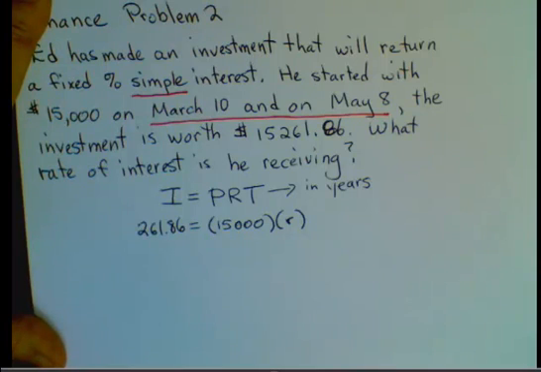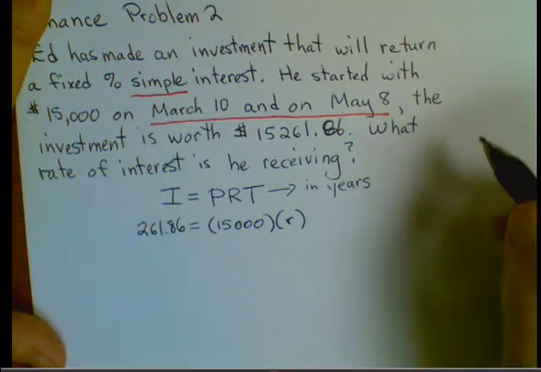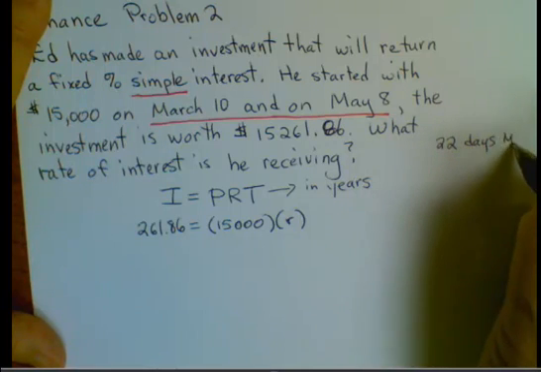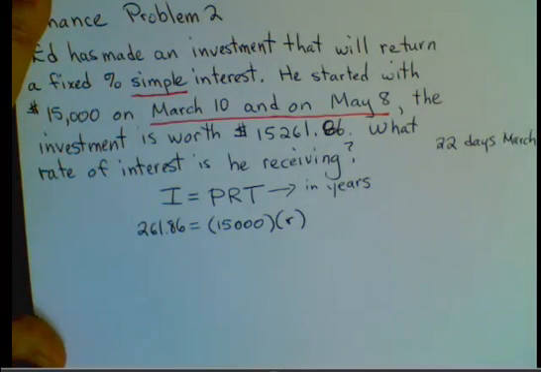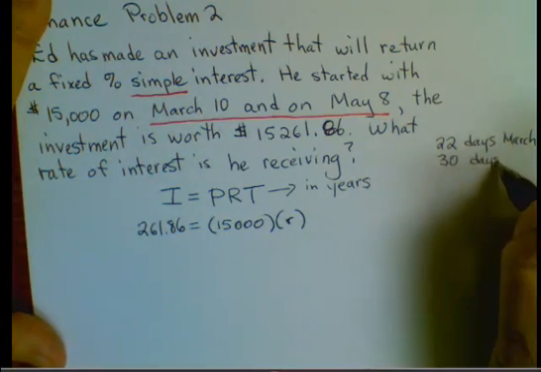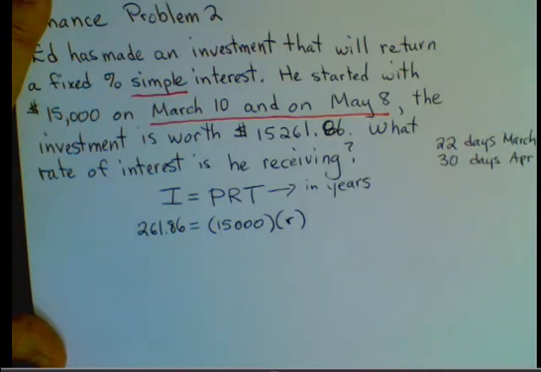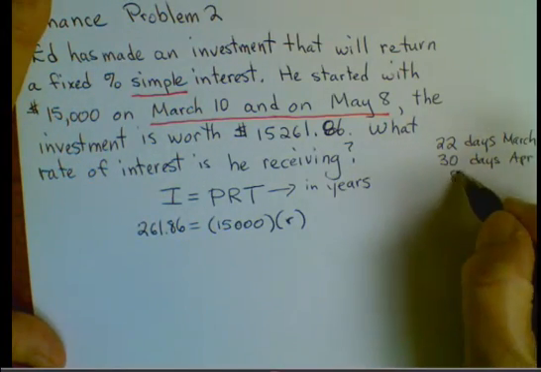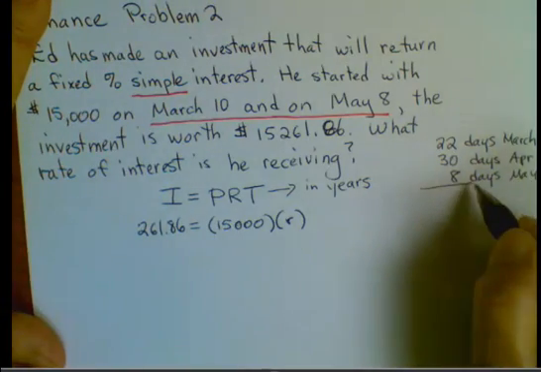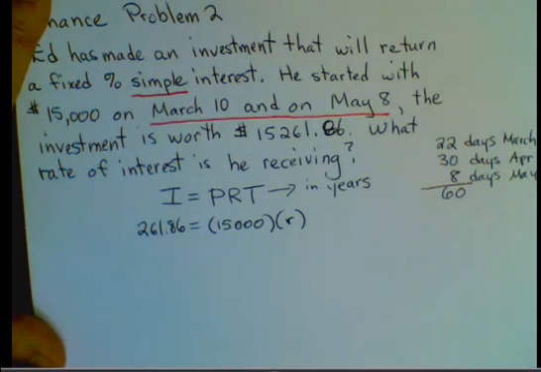I looked up, and on March the 10th through the end of March, I have 22 days. I'm going to try to do that on the side here. For April, I have 30 days. And for May, 8 days. So all total, we have 60 days.